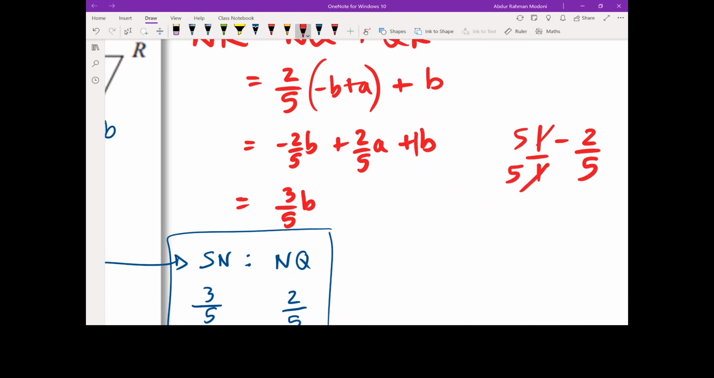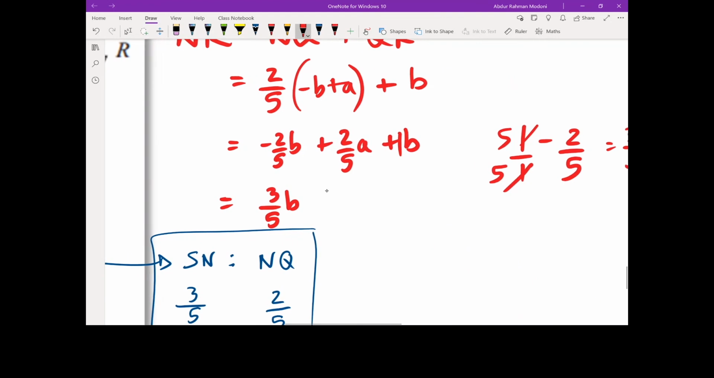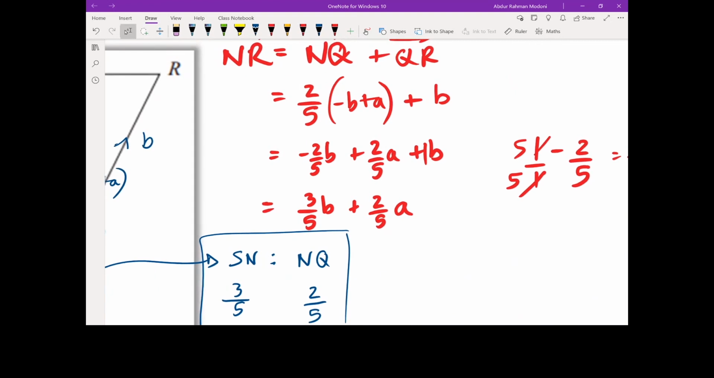Yeah, I haven't gone on to it yet. So that gives us 3/5, doesn't it? Now, I haven't done the A bit. What's the A bit? It's 2/5 A is remaining, isn't it? So that's my complete answer there. 3/5 B plus 2/5 A.